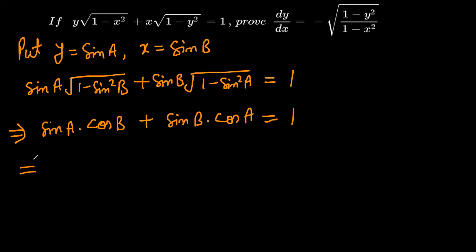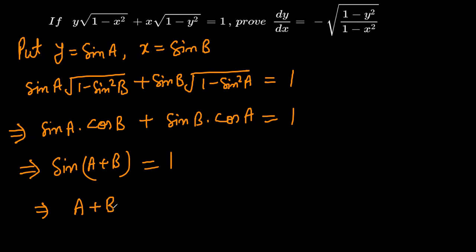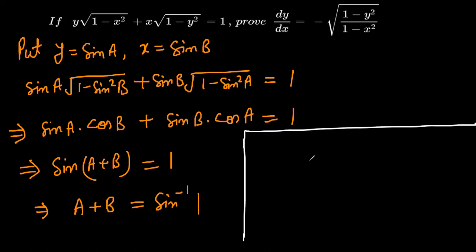Now see, we can change this into, this is a formula, sine A cos B plus cos A sine B. That is sine of A plus B. Sine of A plus B is equal to 1. Once you get sine of A plus B equal to 1, we can write this using our knowledge of inverse trigonometric functions. A plus B is equal to sine inverse 1. And sine inverse 1 is pi by 2. That means we can say A plus B is equal to pi by 2.